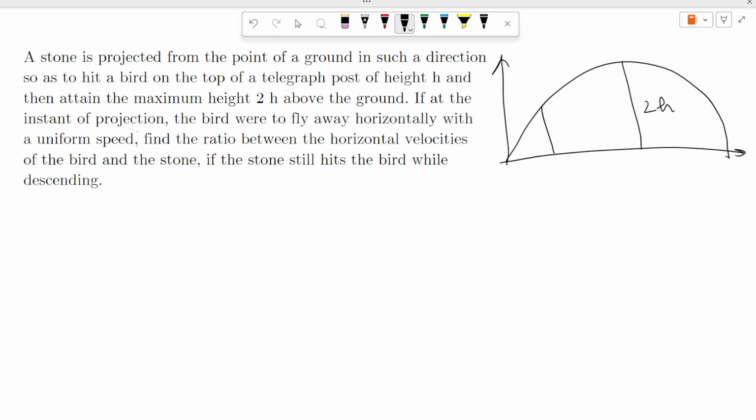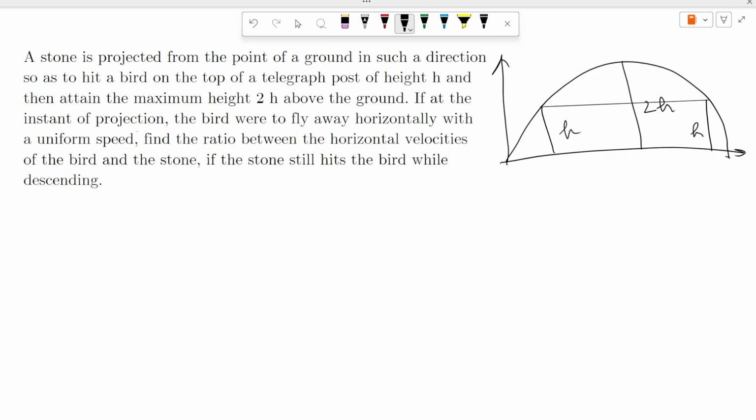Okay, let's just write a bit here. And then this is h again. And the bird travels on this line, right? It travels with a uniform velocity. Find the ratio between the horizontal velocities of the bird and the stone, if the stone still hits the bird while descending.